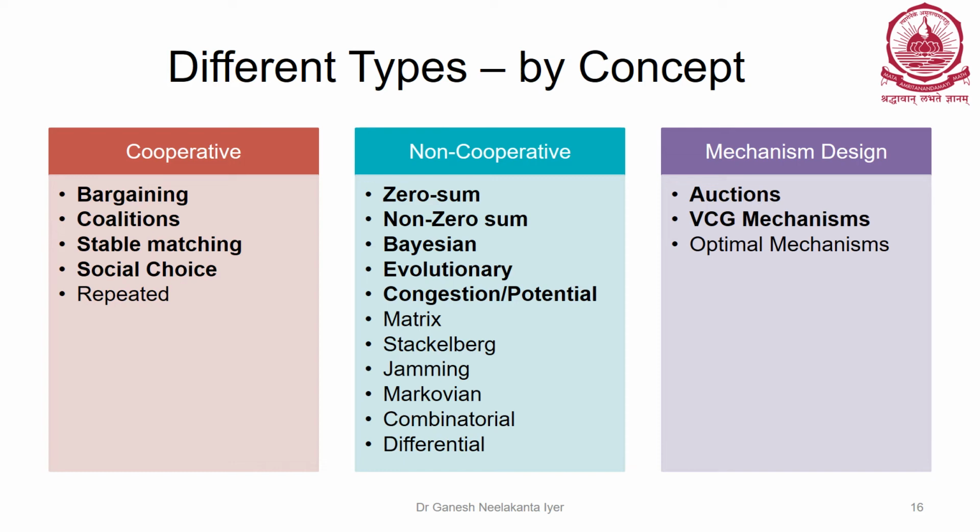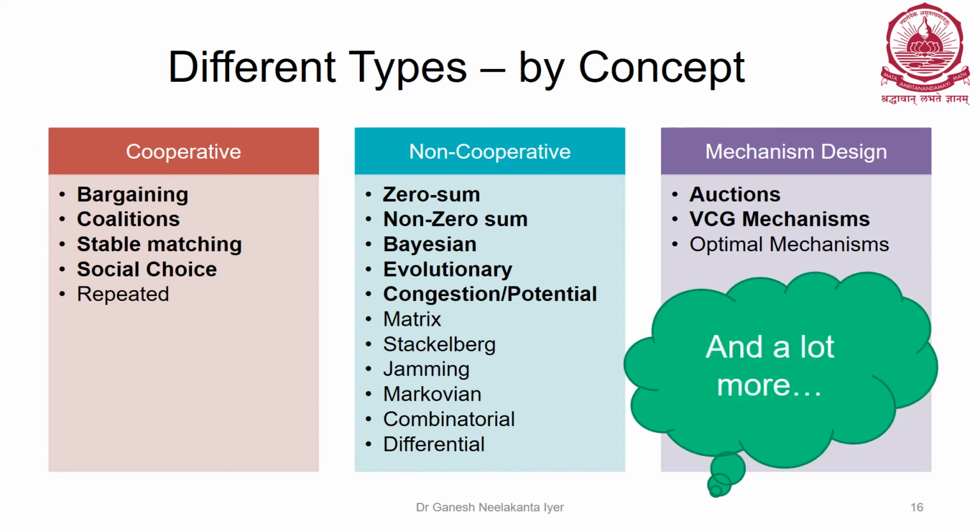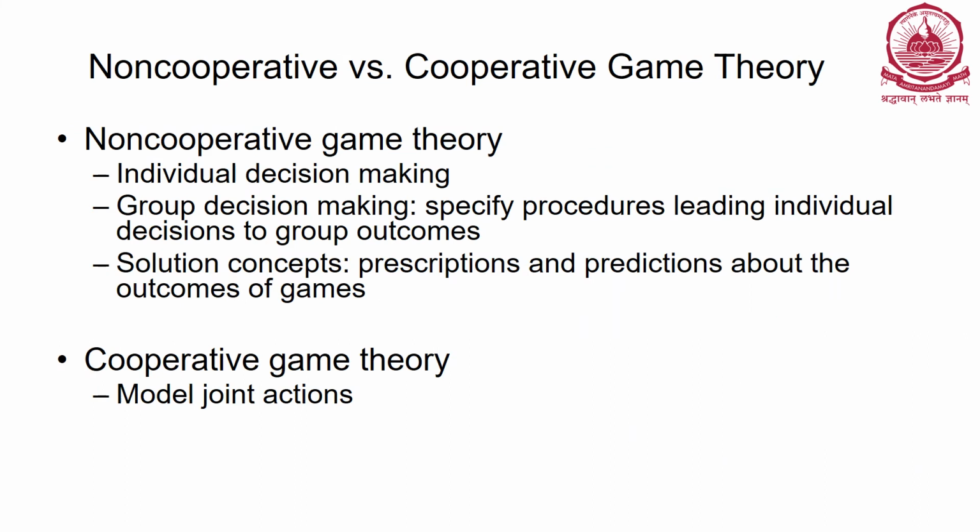Different game theory types by concept. I have listed them by three different concepts: cooperative, non-cooperative, and mechanism design. Mostly we will see those which are in bold letters in the series of lectures, and a lot more, by the way. The list is not complete. So non-cooperative versus cooperative game theory. Non-cooperative game theory involves individual decision making or group decision making, where we specify procedures leading individual decisions to group outcome, and solution concepts which prescribe and predict the outcome of games, whereas cooperative game theory primarily deals with joint interactions.